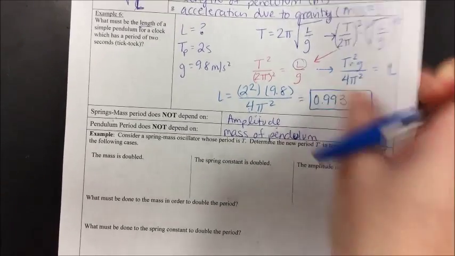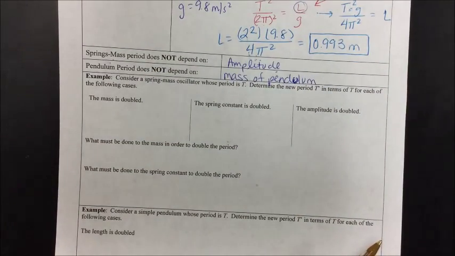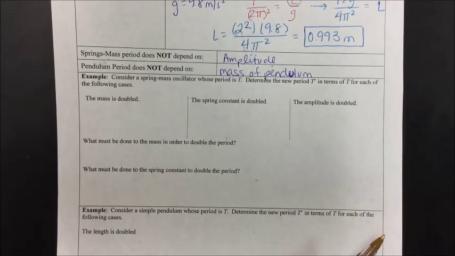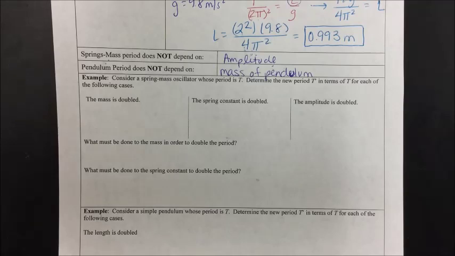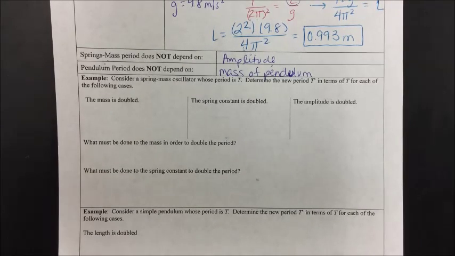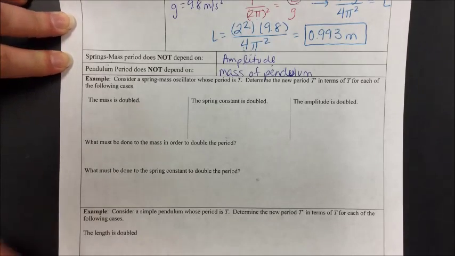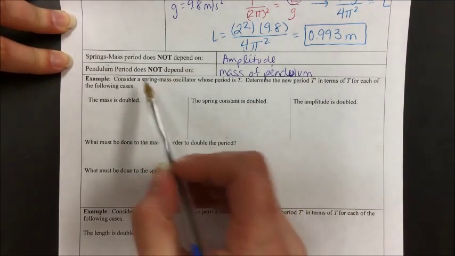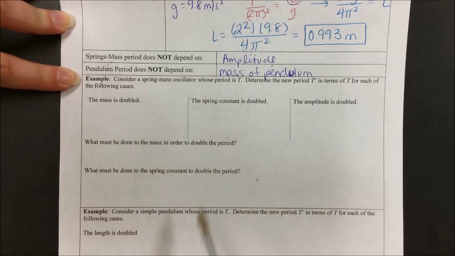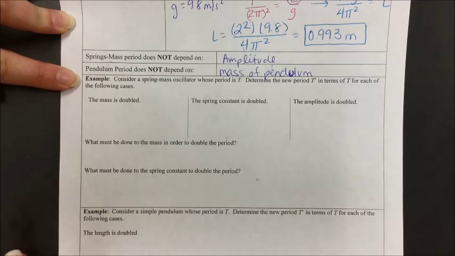So the next couple examples are going to be looking at the relationship within the formulas. And this is important because these are questions that they ask a lot on the AP exam. If I double this, what happens? And different things like that. So we're going to start with a spring mass, and then the second problem we'll talk about a simple pendulum.